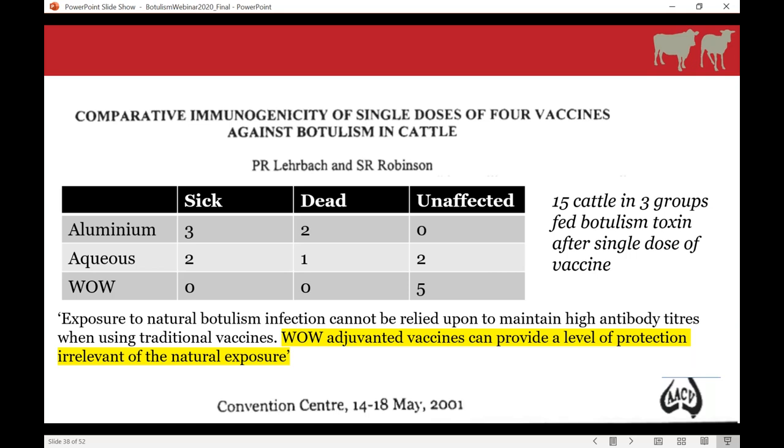Now, this study challenged a little bit the concept that cattle can be protected by just natural exposure, because all of these cattle were collected from farms in Northern Australia, and their conclusion was that traditional vaccines, especially an aluminium-based vaccine, can't be relied upon to have high antibody titers, whereas a water and oil-based vaccine can provide high antibody titers irrelevant of whether they've been exposed to the disease or not at some time in their life.